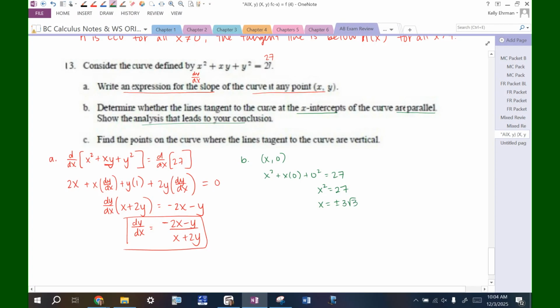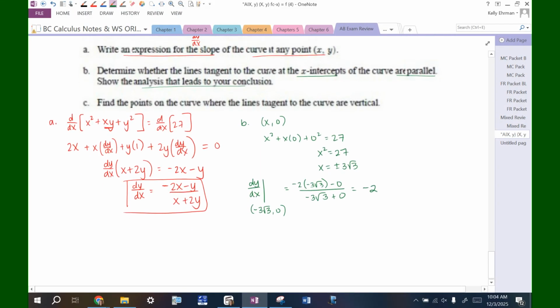So I found the x-intercepts. Determine whether the lines tangent are parallel. So we need to evaluate our dy dx at each of those values. And remember, they're x-intercepts. So negative 3 radical 3 for x and 0 for y. So plug into that dy dx we just found. That's negative 2 times negative 3 radical 3 minus 0 over negative 3 radical 3 plus 0. That's positive. Well, so the zeros are gone. This cancels out. So that's just negative 2.